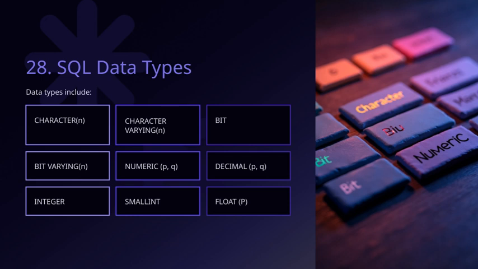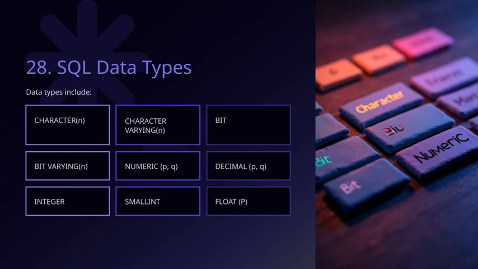SMALLINT is a type for small integers, useful when you want to save space and your numbers are within a limited range. Then there's numeric, similar to decimal, allowing for precise decimal numbers with specified precision and scale. Integer is straightforward. It's used for whole numbers without decimal points, perfect for counts or IDs. Character varying, often written as VARCHAR, allows you to store variable-length character strings, with a maximum length defined by n. Similarly, bit varying is for variable-length binary data, also with a maximum length. Lastly, character or char is for fixed-length character strings, where n specifies the length.